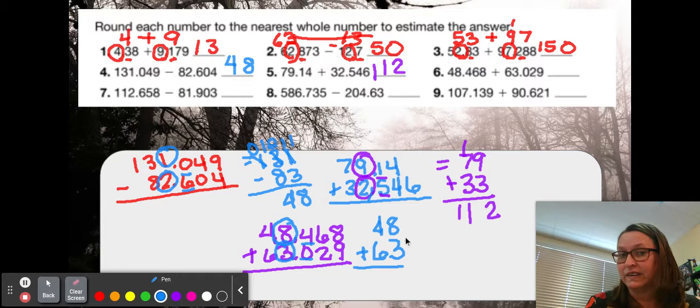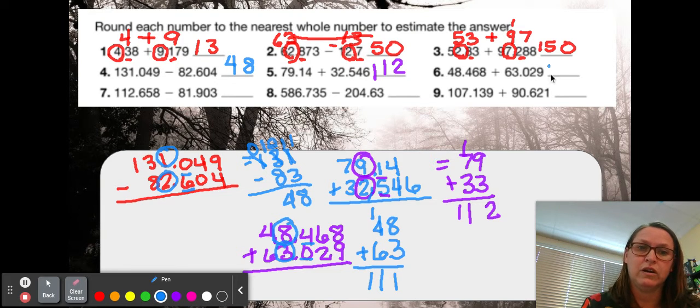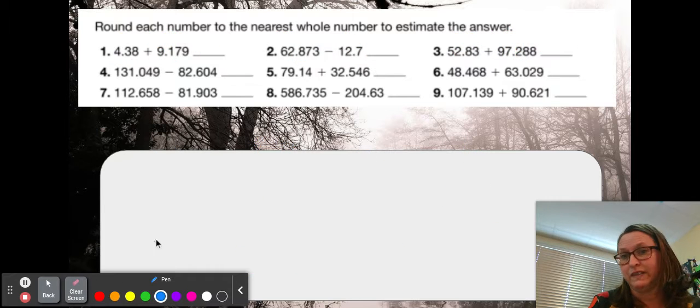So my 63 will stay a 63. So 48 plus 63, 8, 9, 10, 11. And then 10, 11 right here. So my answer would be 111. Let's do a couple more examples.